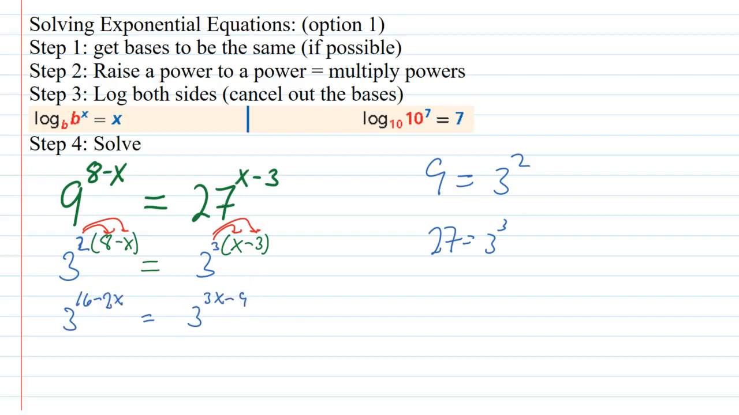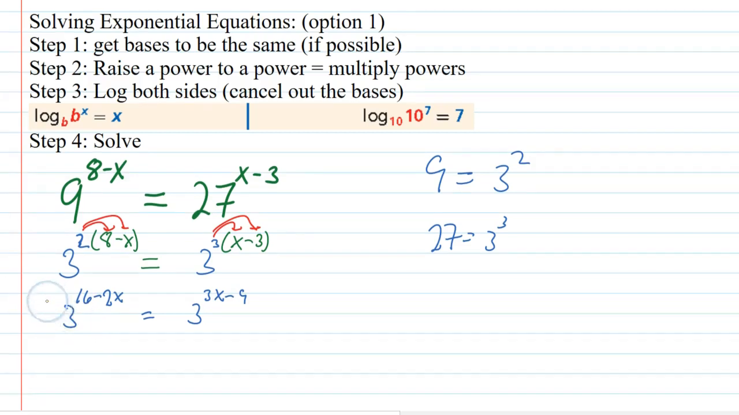So that was step 1. I changed both bases to the same number. Next, I'm going to raise a power to a power, which is multiplying the powers, which is what we did. I distributed the 2 through. Then I'm going to log both sides, because remember, if I log with a base that's the same as the base that's already there, they simply cancel out. For this one, I'm going to say log base 3 on both sides. Whatever I do to one side of the equation, I do to the other. What that does is it cancels out the bases, leaving only what was up top. And so that's going to simply give me 16 minus 2x is equal to 3x minus 9.